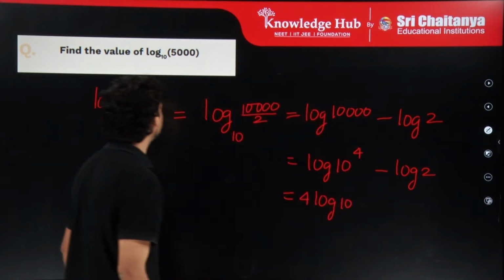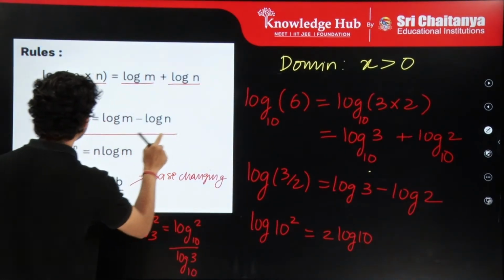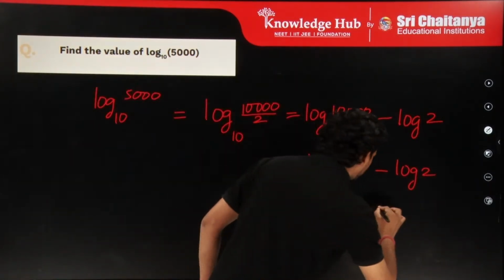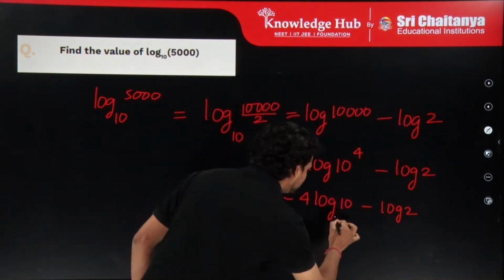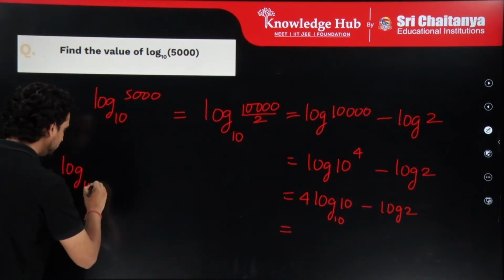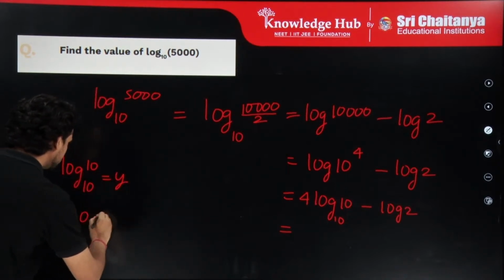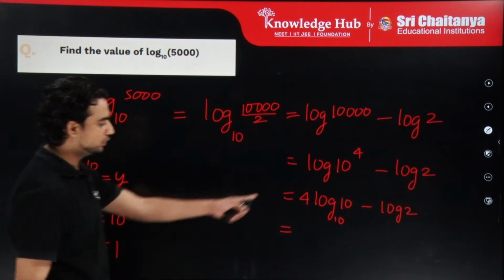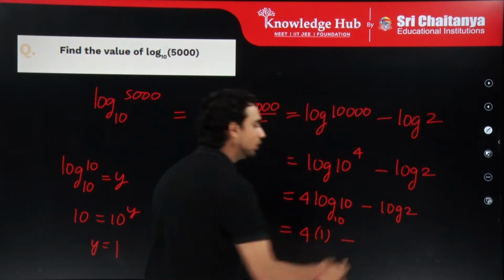So which property am I using? I am using this property, and I've used this property, right? So this property I've used, minus log 2. So what do I get? So what is log 10 base 10? Let's find log 10 base 10. So log 10 base 10 is equal to, let's say, y. So 10 equals 10 raised to y. So y will be equal to 1, right? So log 10 base 10 is 1. So 4 into 1 minus, what is log 2?